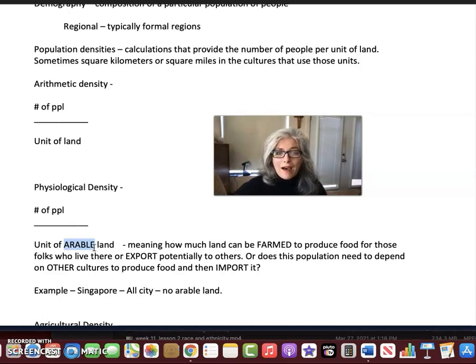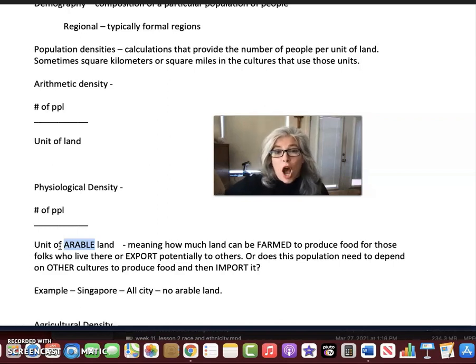So if you have a number of people with a very small number of arable land units, then that group of people is going to have to be dependent on importing their food from other places that have more land available to produce it. If you have whatever number of people with a very high amount of arable land, that population can be food independent. They aren't necessarily for sure food independent from others, but you have that option.